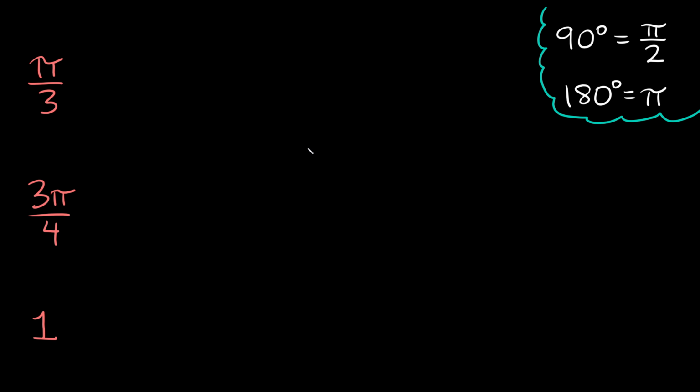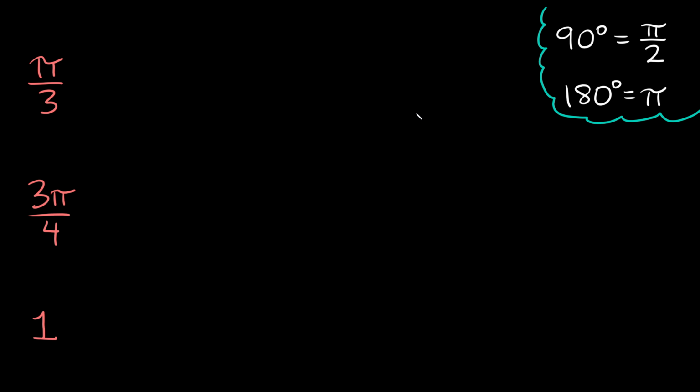So in this video, I'm going to teach you how to find complementary and supplementary radian angles. Okay, so if you don't remember, complementary angles are just two positive angles that add up to 90 degrees, or in this case, pi over 2 radians, right? Those two are the exact same thing.